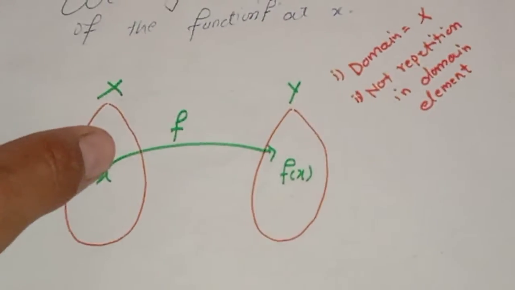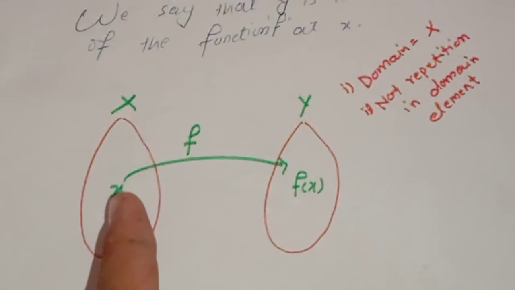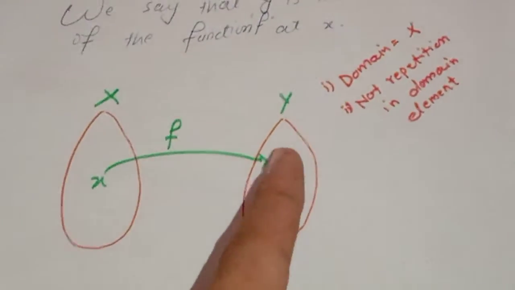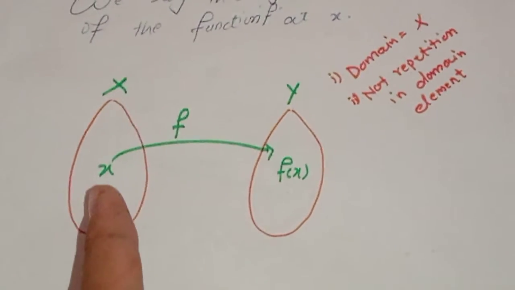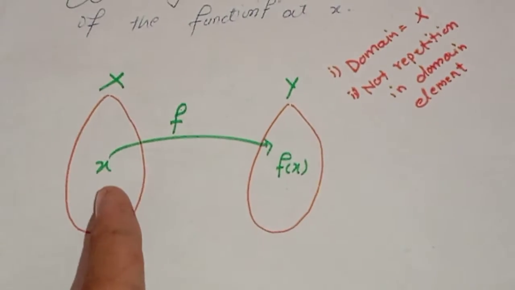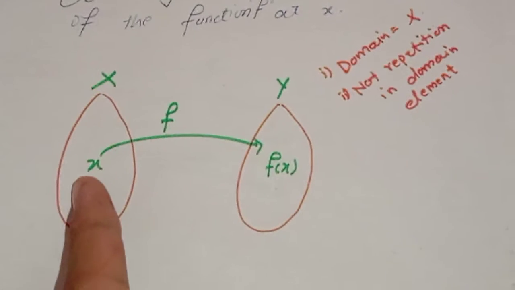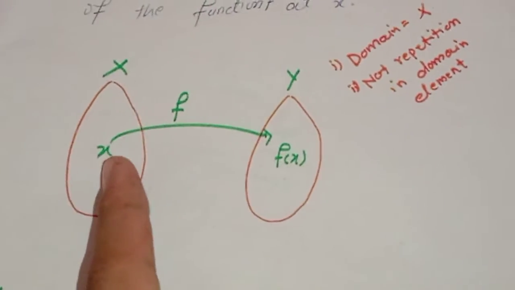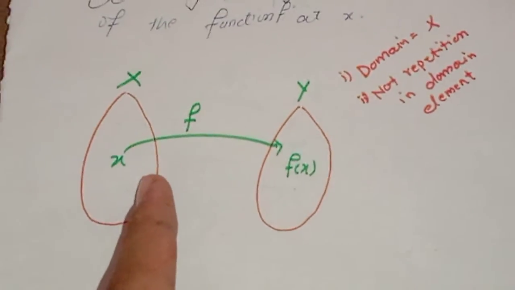Now we can represent it in a diagram. This is set X, this is set Y, this is the element x belonging to set X, and this is the value of f at x. When we put x in the function, it will return f(x). So this is image and this is pre-image. This is the pre-image of f(x), and f(x) is the image of x.